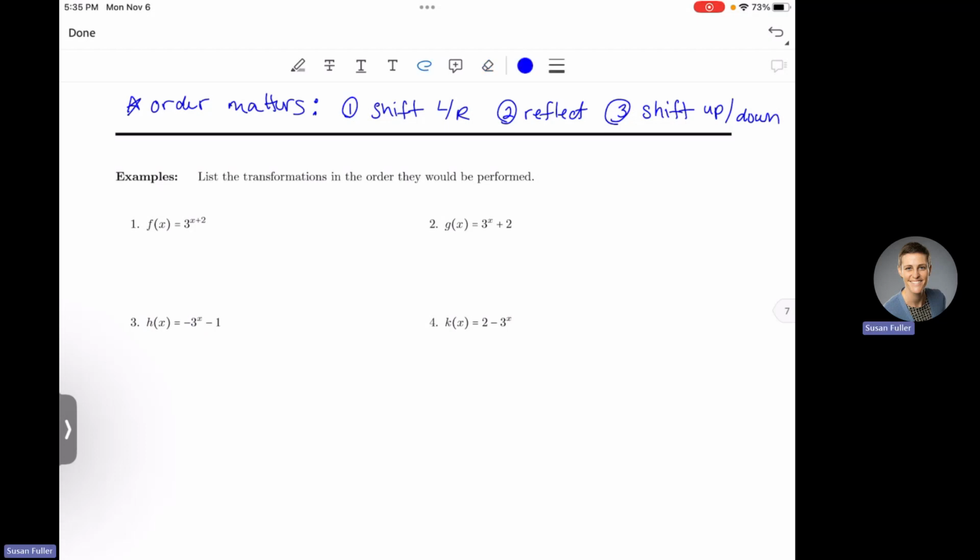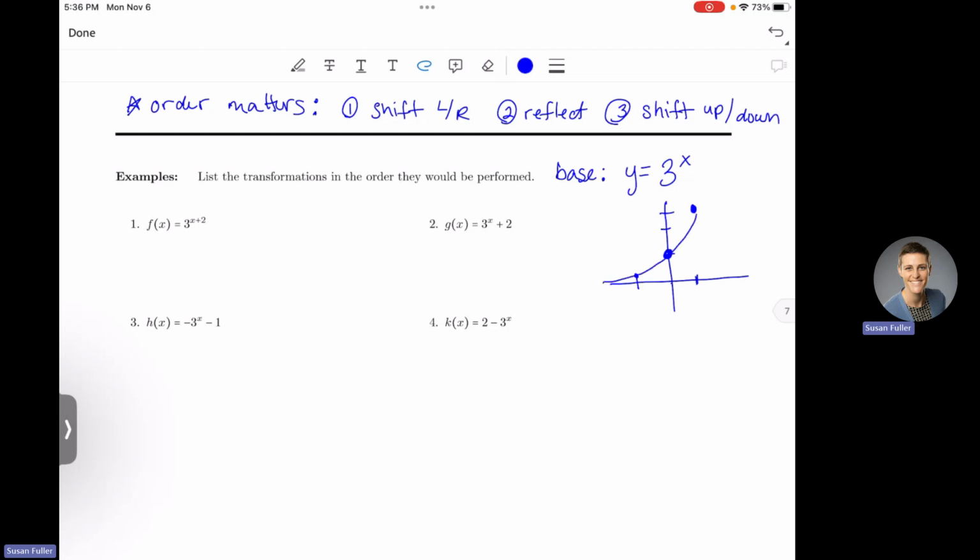And what that means is that the base graph for all of these, the one that I would start with, is y equals 3 to the x power. Because my base is bigger than 1, this is going to be exponential growth. We're going to be increasing from left to right. And if we wanted to, we could pick a couple points. If x was 0, then y would be 3 to the 0, which is 1. If x was 1, y would be 3 to the first power, which is 3. And if x was negative 1, y would be 3 to the negative 1 power, which is 1/3.